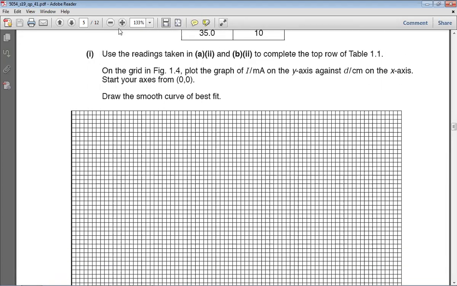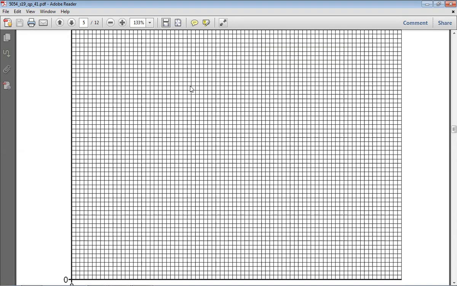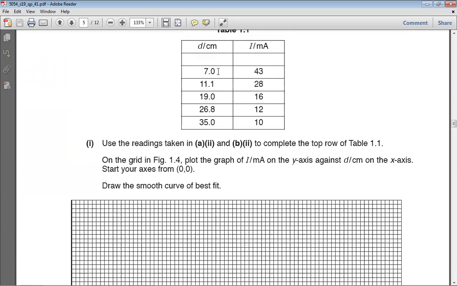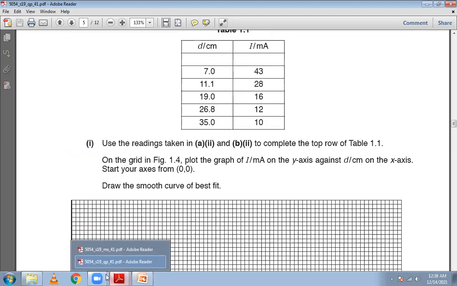Then he says, use the readings taken in the A second part and the B second part to complete the top row of table 1.1. On the grid in figure 1.4, plot the graph of I in milliamperes on the y-axis against D in centimeters on the x-axis. Start your axes from 0, 0. Draw the smooth curve of best fit. So this is that graph. It's a 4-mark question. We have to plot these points. This is the x value, these are the y values. Let me show you my work.